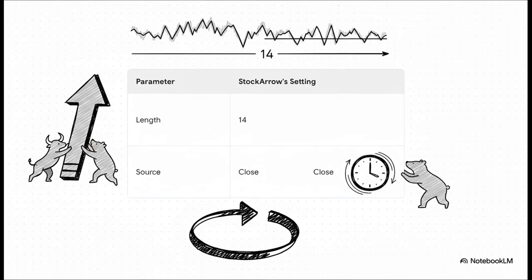Okay, in here, there are 2 really important inputs. First is length. We're going to leave that at 14. That's pretty much the industry standard, so no need to mess with it. But the second one, source, this is a big one. We need to make absolutely sure it's set to close. And here's why Stock Arrow says that's so critical. The closing price is the final word. It's where that day's battle between the buyers and the sellers finally settled. It's the most important price of the day.